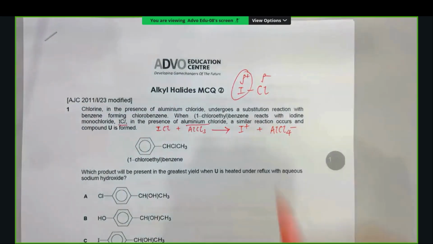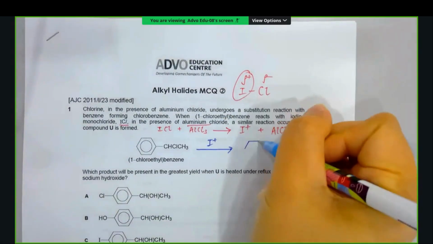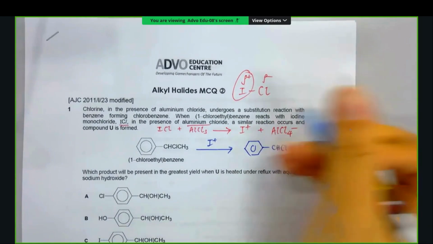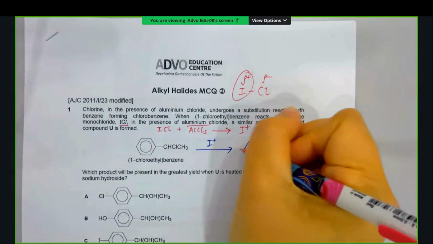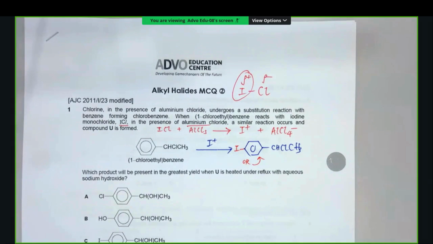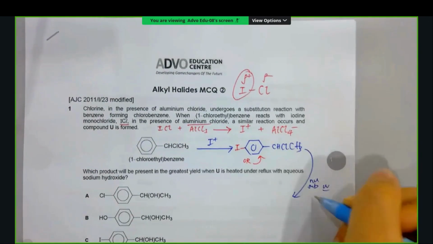So therefore your product here can be here or here, right? It can even be on top here as well, right? Okay. So then after that, you subject this product here to aqueous sodium hydroxide. The reflux over here just means the apparatus you use, that's all, right? So the second step over here is your nucleophilic substitution with OH minus.